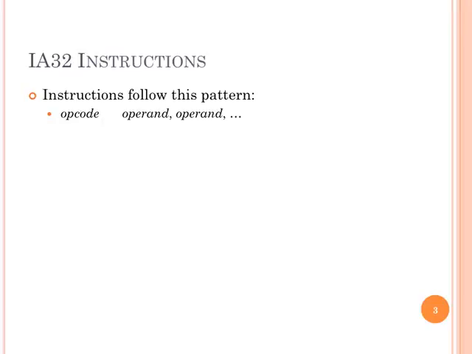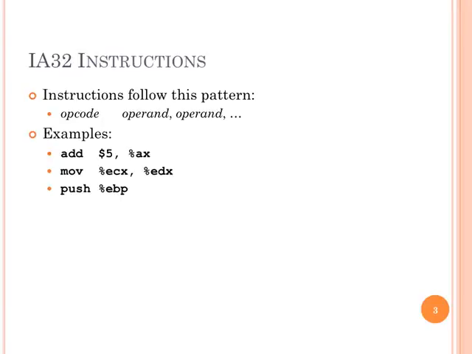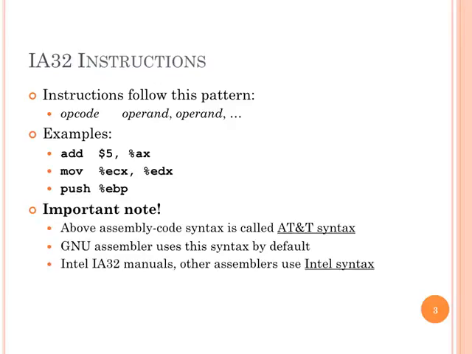Now, the instructions follow this pattern. You have some opcode, just like the assembly code that we looked at before. And then you have operands, 0 or more operands, depending on what the instruction is. There certainly are 0 operand instructions. And these are some examples. You hopefully will understand all of these by the end of today's class.